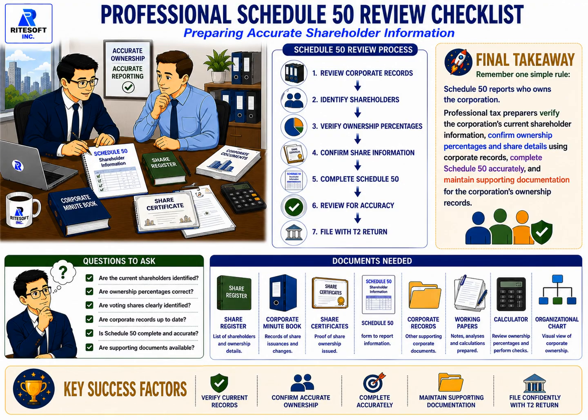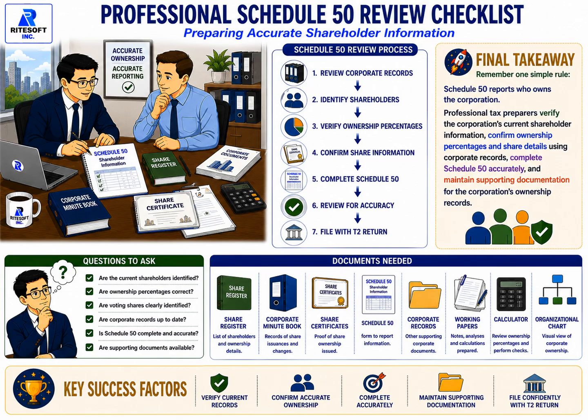The first step is to review the corporation's records. Rather than relying on memory or information from a previous year's tax return, the tax preparer begins by examining the corporation's current legal records. Next, identify the corporation's current shareholders. Every shareholder who is required to be reported should be identified using the corporation's official documentation.